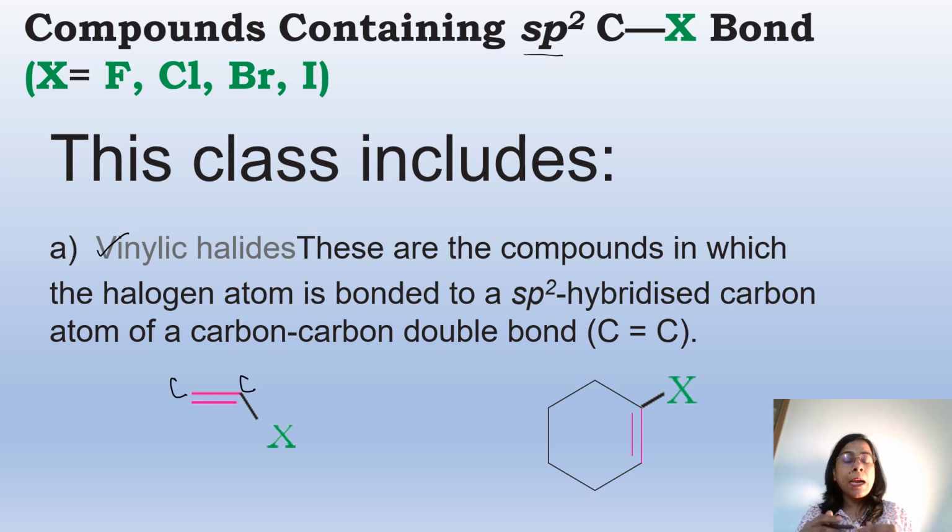That is, it is attached to the carbon which is sp2 hybridized. As I just told you, an sp2 hybridized carbon is one which is doubly bonded, right? So whenever an sp2 hybridized carbon has a halogen with it, we call it a vinylic halide. Similarly, if you see here, this carbon has a halogen attached to it and it is doubly bonded. That means this carbon is sp2 hybridized, and therefore I'll call it a vinylic halide.